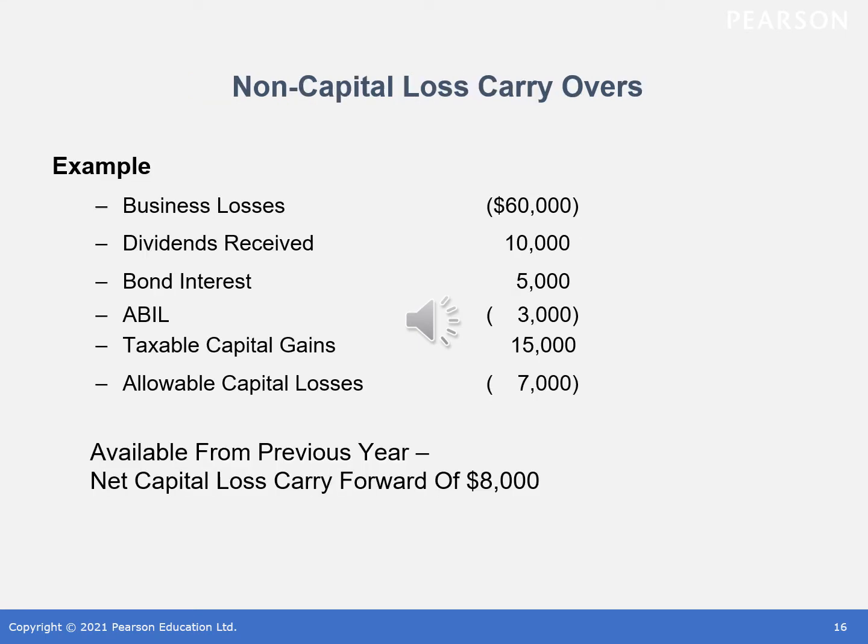We're going to walk through a little non-capital loss carryover situation where we have a business loss for the organization of $60,000, where dividends received were 10, bond interest was 5 received, allowable business investment loss was $3,000, taxable capital gains of 15, and allowable capital losses of $7,000. They also had a net capital loss carry forward of $8,000.